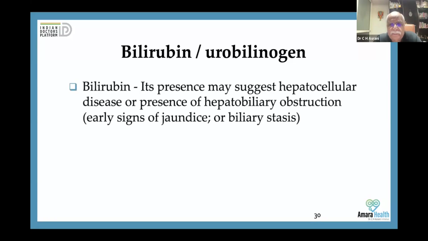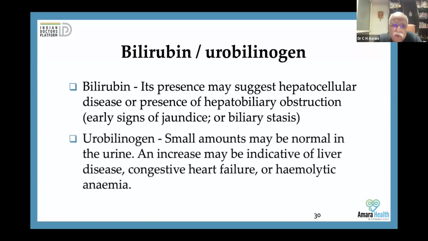Its presence may suggest hepatocellular disease or presence of hepatobiliary obstruction, early signs of jaundice, biliary status. Urobilinogen, small amounts may be normal in urine. Increase may be indicative of liver disease, viral hepatitis, congestive heart failure, or hemolytic anemia because of RBC breakdown. But again, you will not diagnose jaundice or hepatitis on bilirubin in urine. You will get a liver function test done.